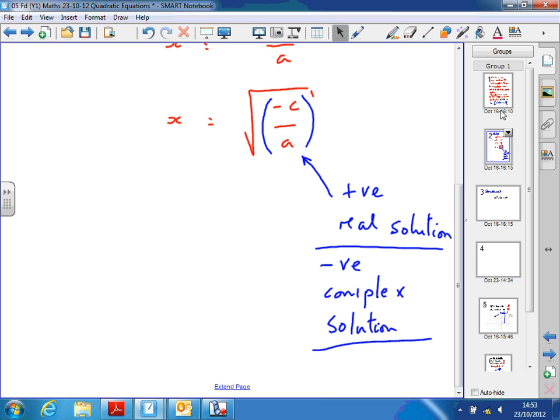So we go through it and we end up with x equals the square root of minus c over a. And if this number, negative c over a, turns out to be positive, then we're okay, we've got a real solution. If it turns out to be negative, however, we're into the world of complex numbers, and that's something we will be looking at. But for now, we're going to stick to real solutions. So negative c over a is always going to end up being a positive number to give us a real solution.